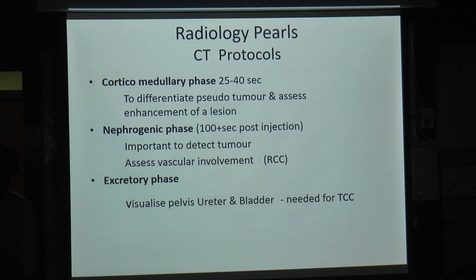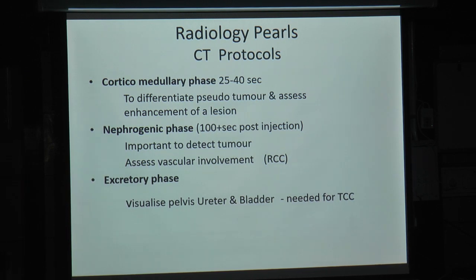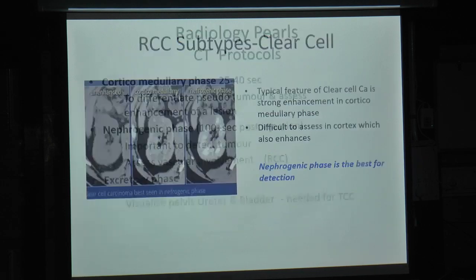Now going through a few aspects before I go into the actual 3 or 4 minutes of what you can do to clinch your diagnosis. There are 3 phases, as you know, 25-40 seconds corticomedullary phase, a nephrogenic phase, and of course excretory phase, like in IVU, like in CT contrast. And each one of them has importance. The nephrogenic phase gives you the vascular involvement. It also gives you the RCC. They are shown very well in the nephrogenic phase. Excretory phase, of course, by a negative shadow shows you the tumor in the pelvis, ureter, etc.